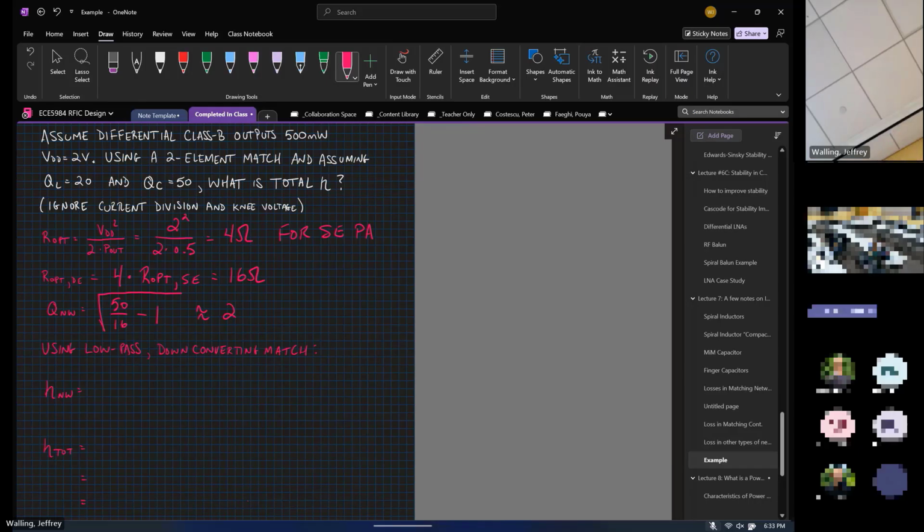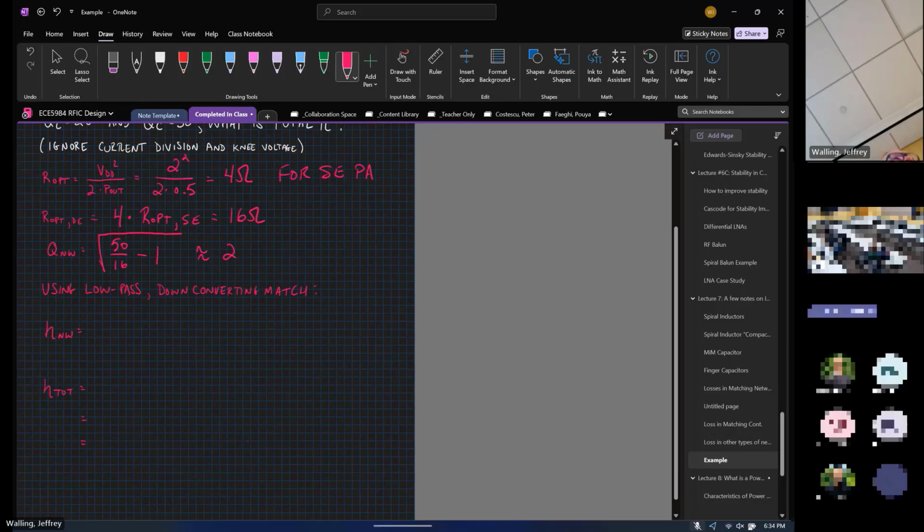All right, so carrying on, we find that the network quality factor is square root of 50 divided by 16 minus 1. Anybody that's had my analog classes in the past knows that that innately just equals 2 to me. We're going to get into a simulator very quickly. My job is to get into a simulator with a smart value, or at least smart enough, and then refine.